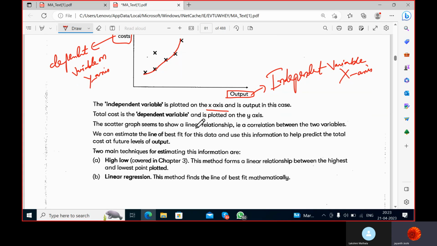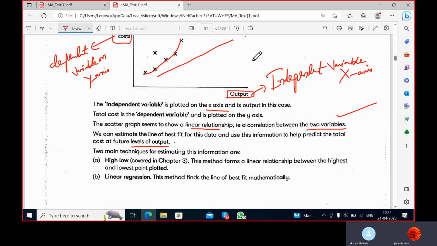Now, the scatter graph seems to show a linear relationship. There is a correlation between two variables. Yes. We can estimate the line of best fit for this data and use this information to help predict the total cost at future levels of output. See, if you have the equation or a line of best fit, and the line is going in this direction, can you predict or estimate the total cost when the output is increased beyond this level? Can you do that or not?